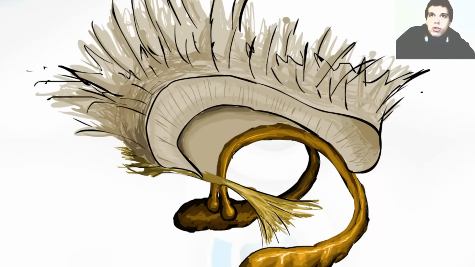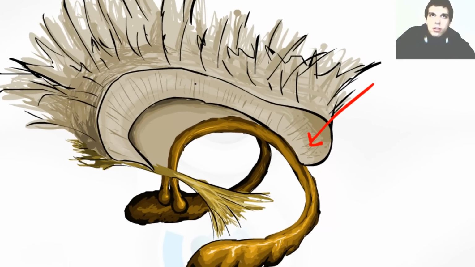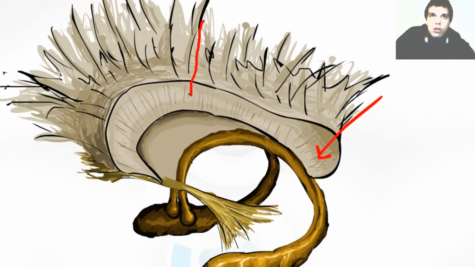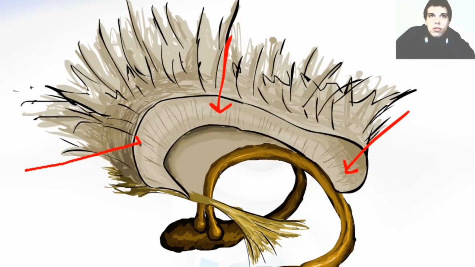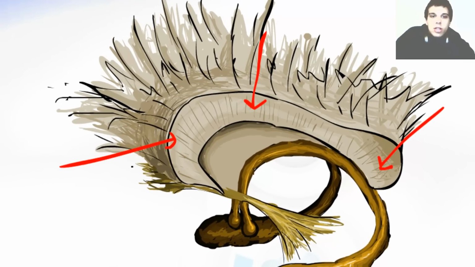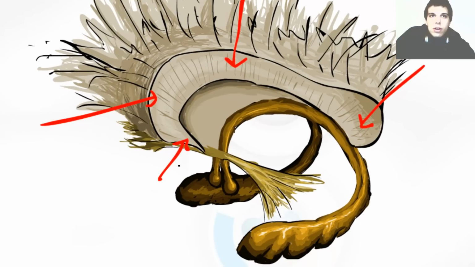The posterior portion of corpus callosum is splenium. The middle portion over here is the body. The most anterior part of corpus callosum over here is called the genu. It means the knee. This part over here that projects inferior and posterior is called the rostrum.